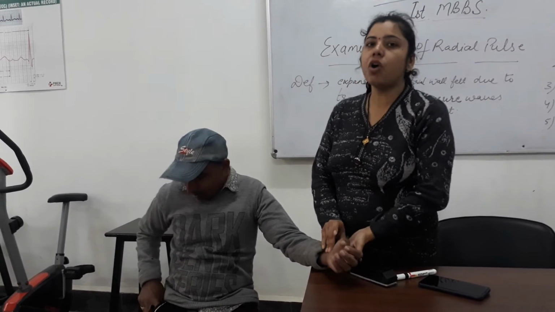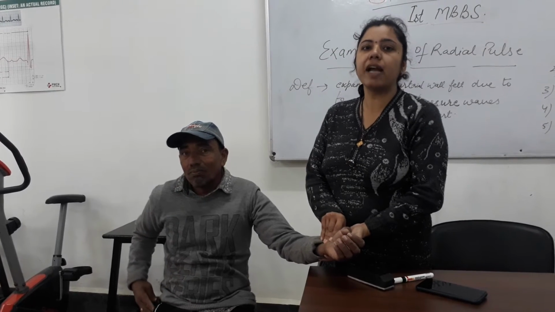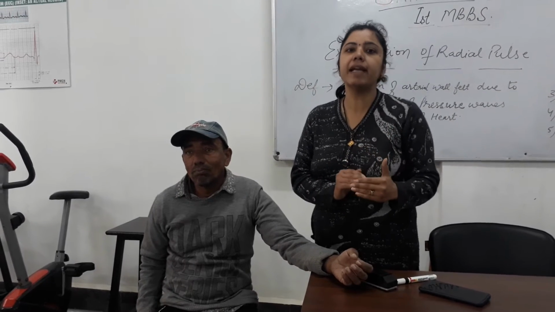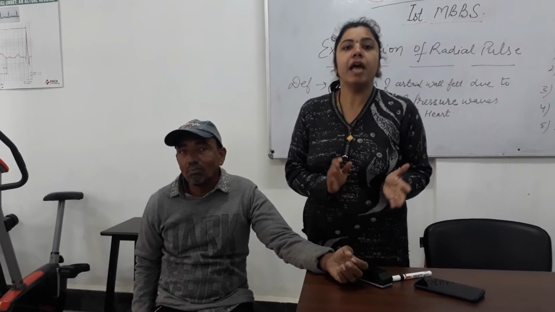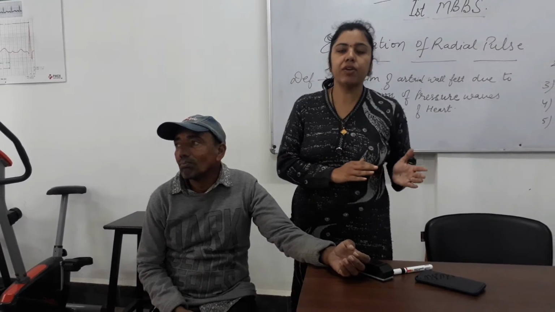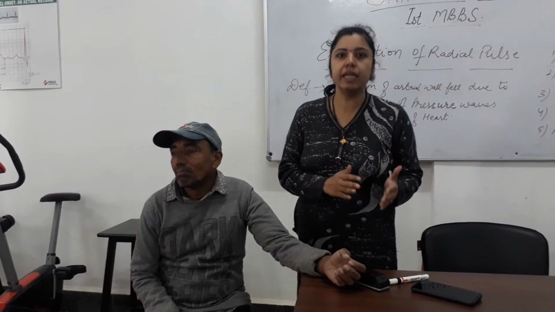The third parameter is the rhythm. In rhythm, you have to feel the pulse and see the spacing between the consecutive pulses, whether the spacing between the two pulses is regular or not. If the spacing between two pulses is the same, then it is called a regular pulse, and if the spacing is not consistent, then it is called an irregular pulse. Irregular pulse can be regularly irregular and irregularly irregular. If it is continuously irregular, then it is called irregularly irregular.